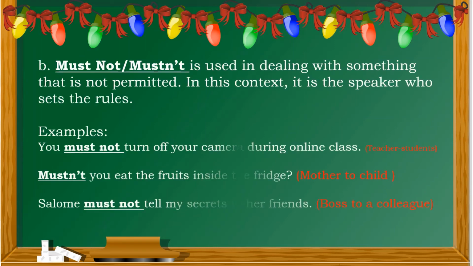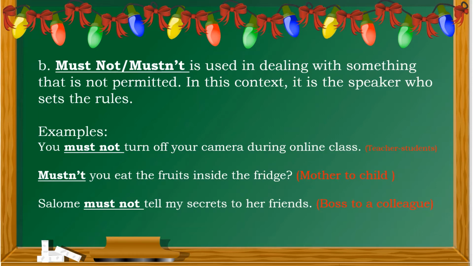Must not or mustn't. Must not or mustn't is used in dealing with something that is not permitted. In this context, it is the speaker who sets the rules. So if can't is for against the rules or law, must not and mustn't is the rule. The rules are set by the speaker only.